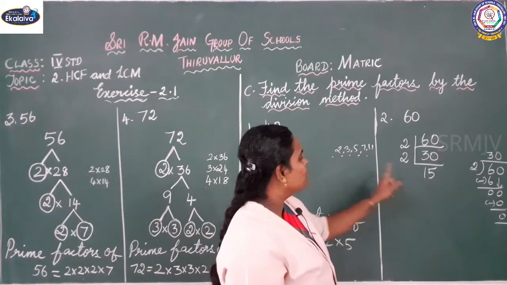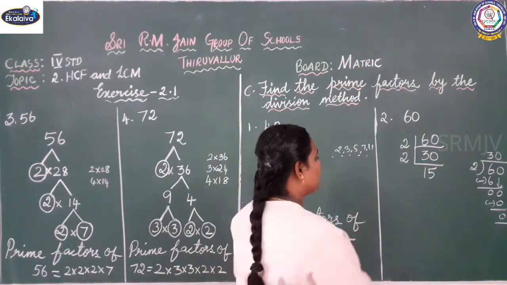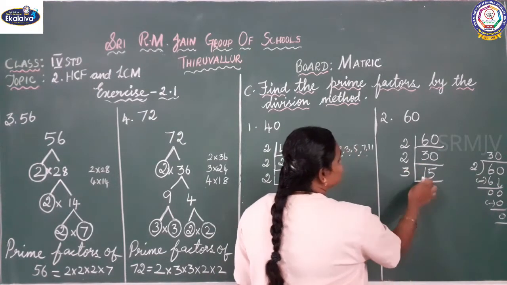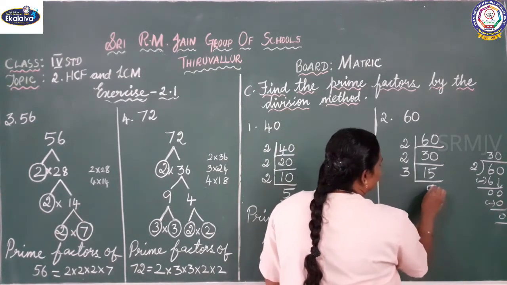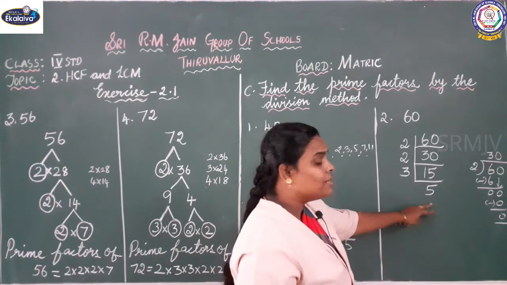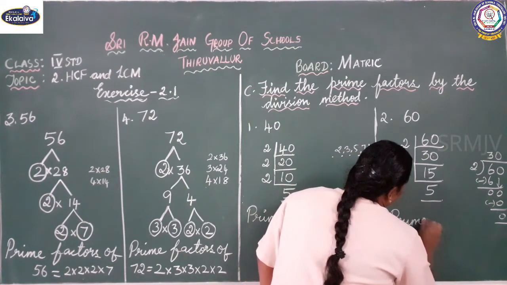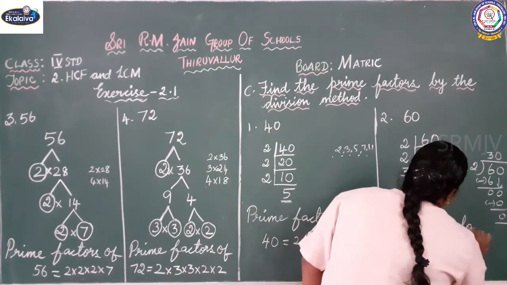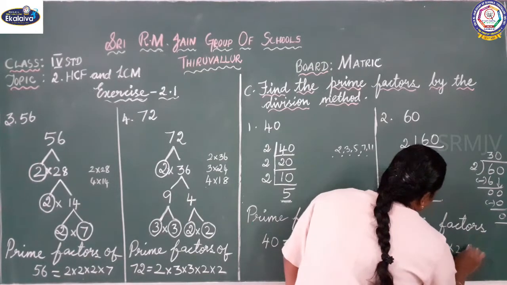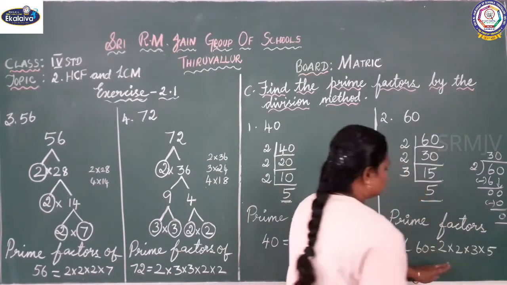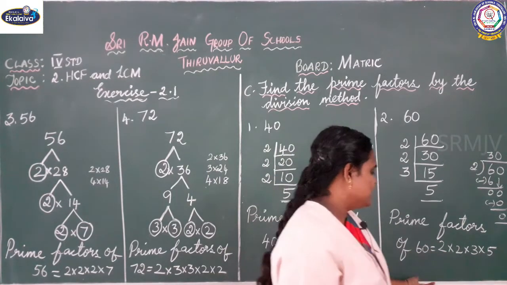Next one, 15 will not be divisible by 2, so we will take 3. The next prime number is 3. If you are dividing by 3, because 15 is not divisible by 2, that's why we are taking 3. In the 3 table, 3 5s are 15. Listen children, 5 is a prime number, so we can stop. Then the prime factors of 60 equal 2 into 2 into 3 into 5. So 2 2s are 4, 4 3s are 12, 12 5s are 60.